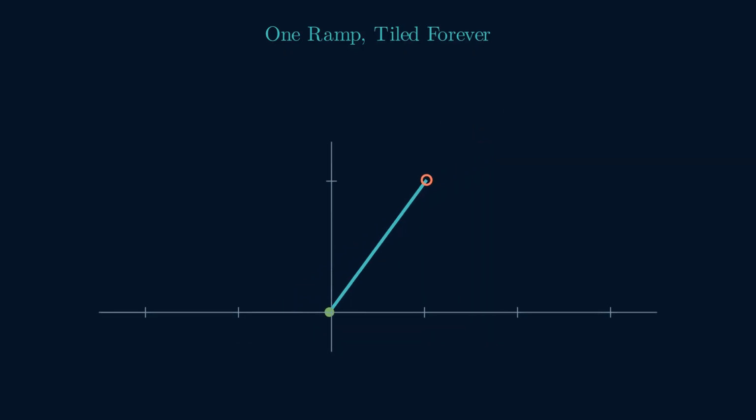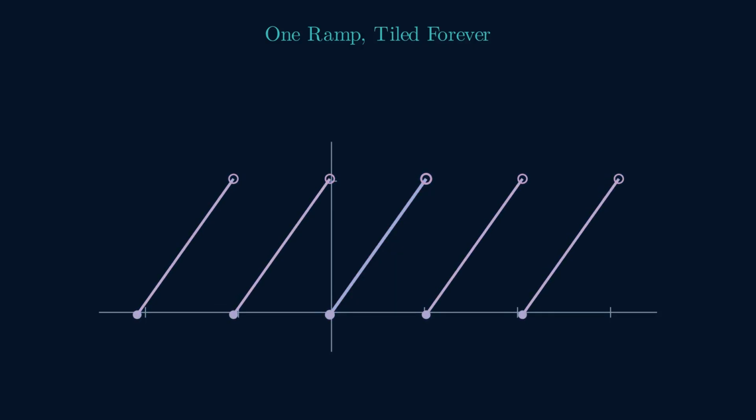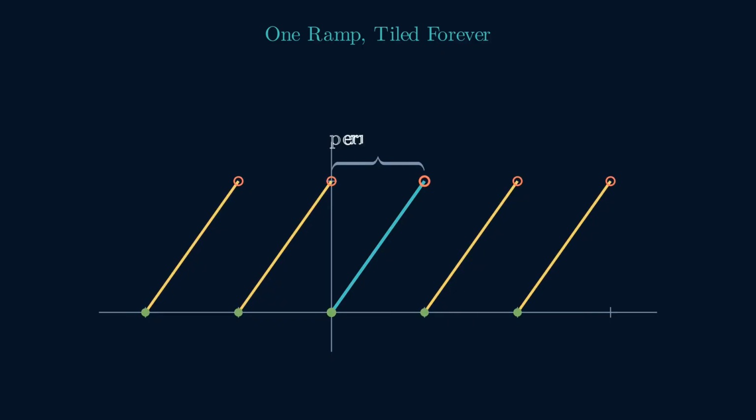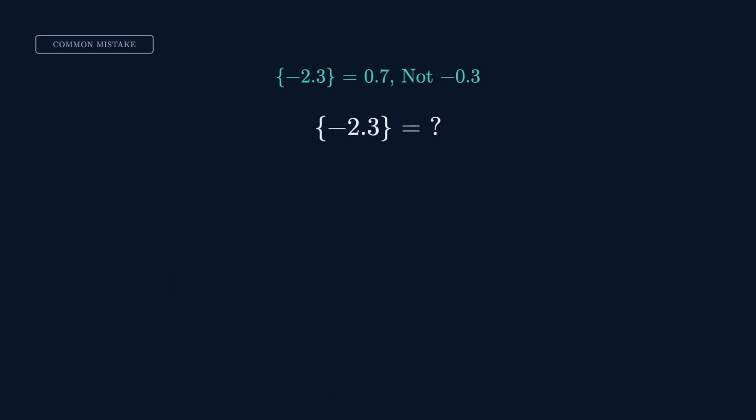And because the leftover resets every time x crosses an integer, that single ramp just tiles forever in both directions. Period, exactly 1. It reaches 0, never reaches 1. Which trips people up on negatives. So what's the fractional part of negative 2.3? Your gut says negative 0.3. Nope. The fractional part is never negative, it lives in 0 up to 1, always.